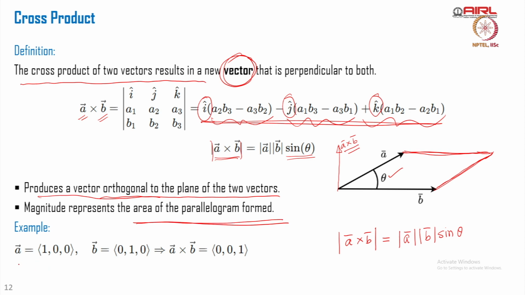There is one example which you can carry out. There is one vector A and another vector B with these coordinates. What is the cross product?